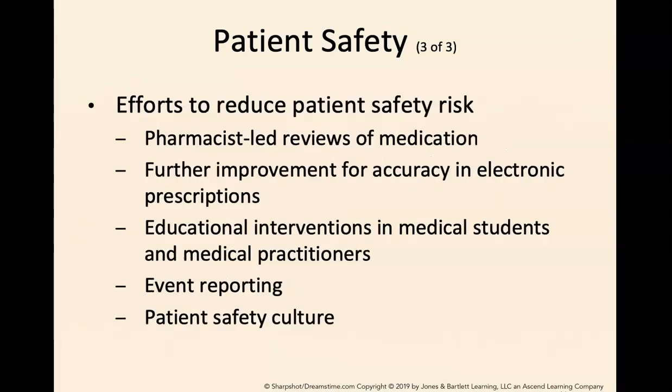So what are the ways that are put in place to reduce the risk to patient safety? What are the efforts? One would be pharmacist-led reviews of medication, not just by the physicians, but by the pharmacists who are experts in this. Another is improving the accuracy of electronic prescriptions. One additional zero, for instance, in a dosage could be fatal to a patient.